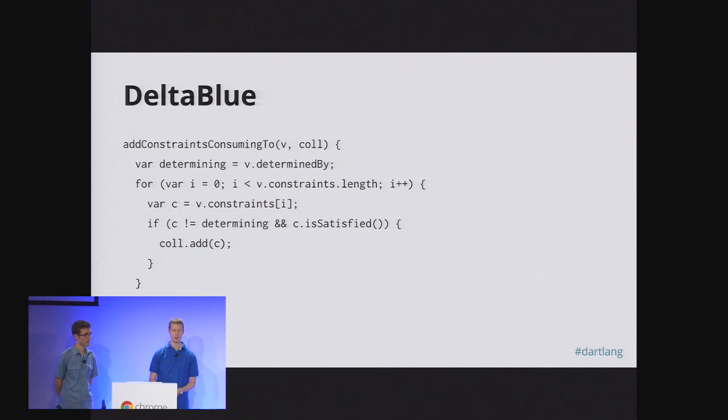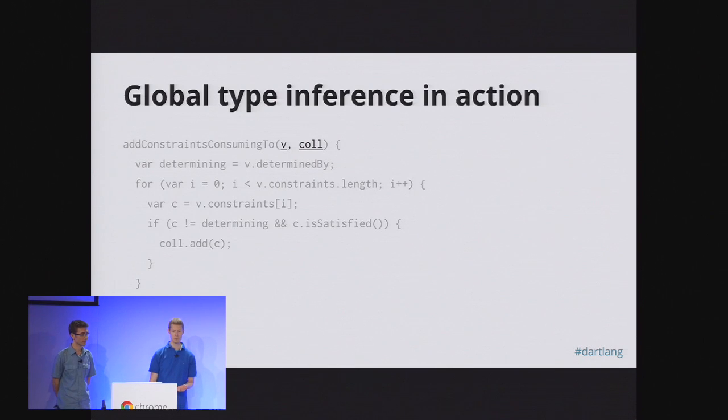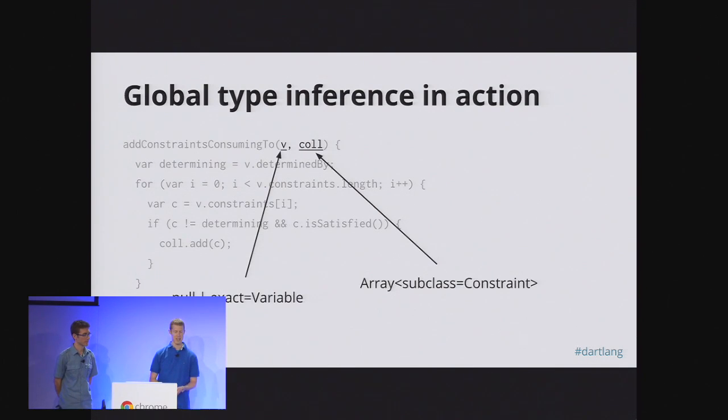So let's look at Delta Blue and see how that actually works there. It's pretty simple. There are a couple of things here we want to infer types for. For instance, the two parameters, like v and call. The inferer does that by looking at all the call sites that call at constraints consuming 2. And we learn that v is either null or a variable, and that call cannot be null. It always is a JavaScript array containing only subclasses of the class constraint. That's pretty powerful. So that's good to know for us.